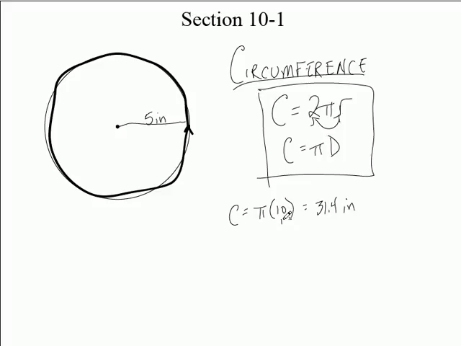Because this is 10 inches. 5 inches is the radius. The diameter would be 10 inches. 10 inches times pi is 31.4 inches. Not inches squared, right? Just inches. Inches is a distance around. So it's not area. Everybody got that? All right. We'll talk about area in another chapter. Not in this chapter, but in another chapter they will talk about area.